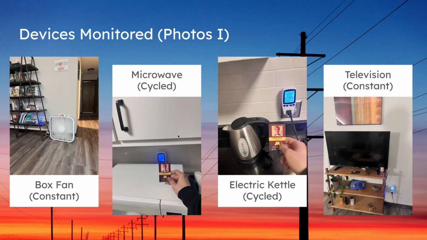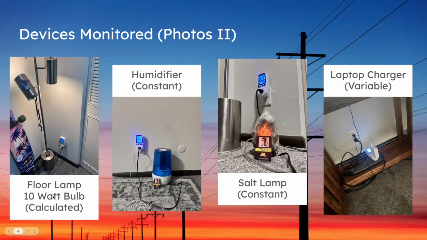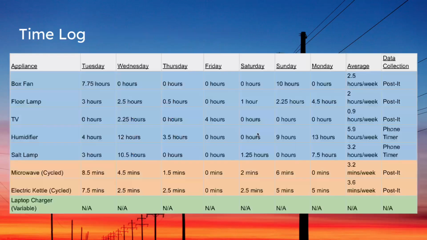So I measured 8 devices over the course of the week. These included a box fan, microwave, electric kettle, television, floor lamp, humidifier, salt lamp, and a laptop charger. Here's a time log for each of these devices.